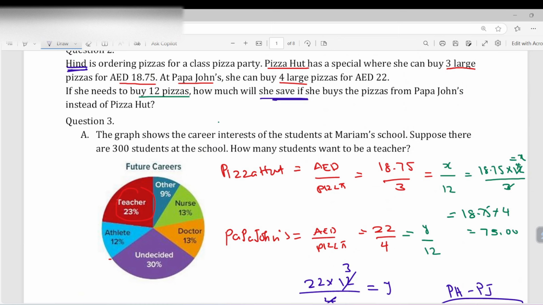Problem number 3. The graph shows the career interest of the students at Mariam school. Suppose that there are 300 students at the school. How many want to be a teacher? Where is teacher? Teacher is here. Teacher is 23%.